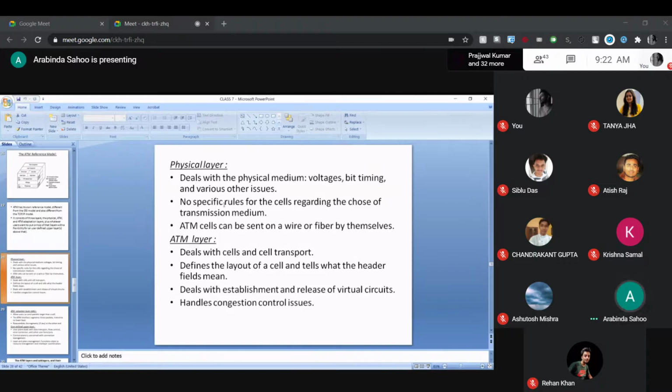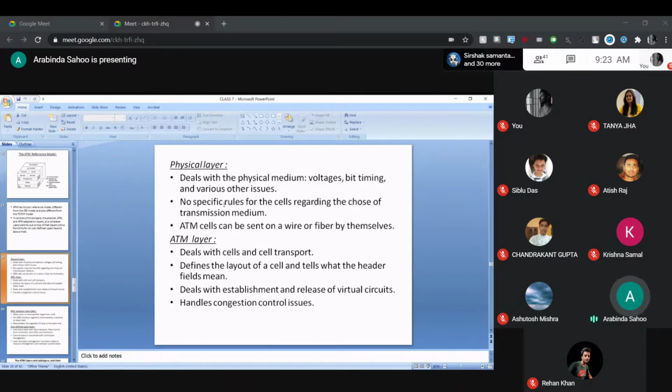ATM cells can be sent on a wire or fiber by themselves. It is transmitted in the form of ATM cells, that is, in the form of packets. The physical layer normally deals with the physical medium, that is voltages, bit timing, and various other issues. ATM doesn't describe a particular set of rules, but instead says that ATM cells can be sent on a wire or fiber by themselves.